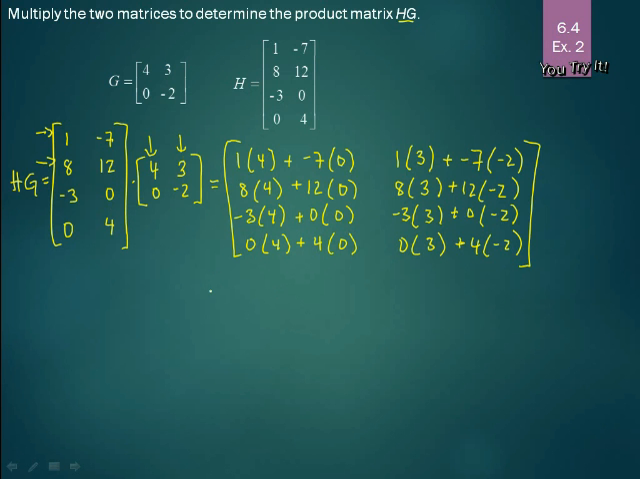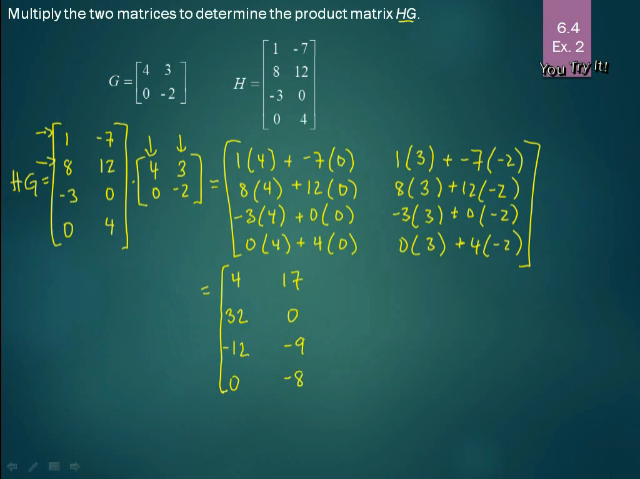And then let's go ahead and simplify this. So 1 times 4 gives us 4, plus -7 times 0, that's just 0. So that should just give us 4. 1 times 3 is 3, plus -7 times -2, that's positive 14. So 3 plus 14 is 17. 8 times 4 is 32, plus 12 times 0, that's just 0. So we'll just have 32. 8 times 3 is 24, plus 12 times -2, that's -24. So that'll just add to 0. And then so on, we can just add together the rest.